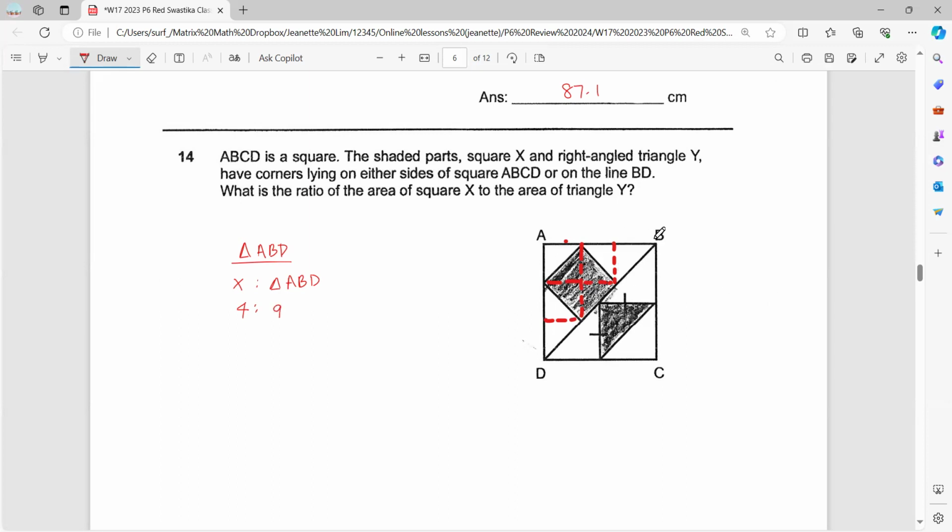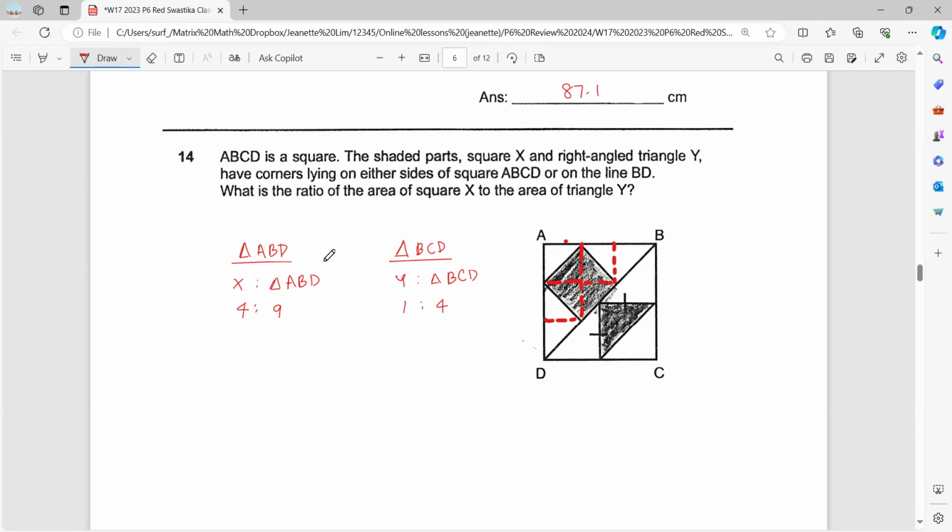Now look at the other triangle, BCD. The area of Y to triangle BCD, how much is it? So this half of the square is being cut up into 1, 2, 3, 4 triangles, okay? So the whole thing is 4. Y occupies 1 triangle, so 1 to 4. The shaded to the total.